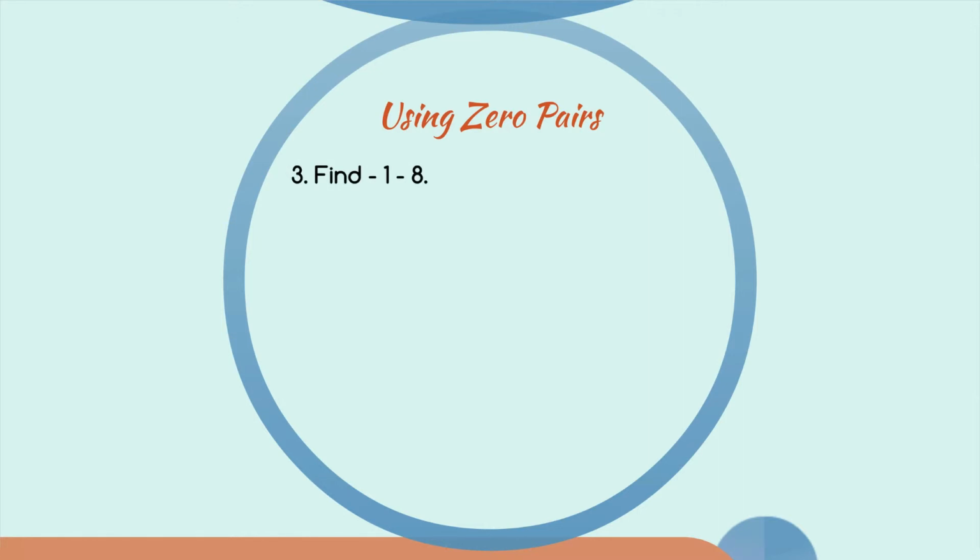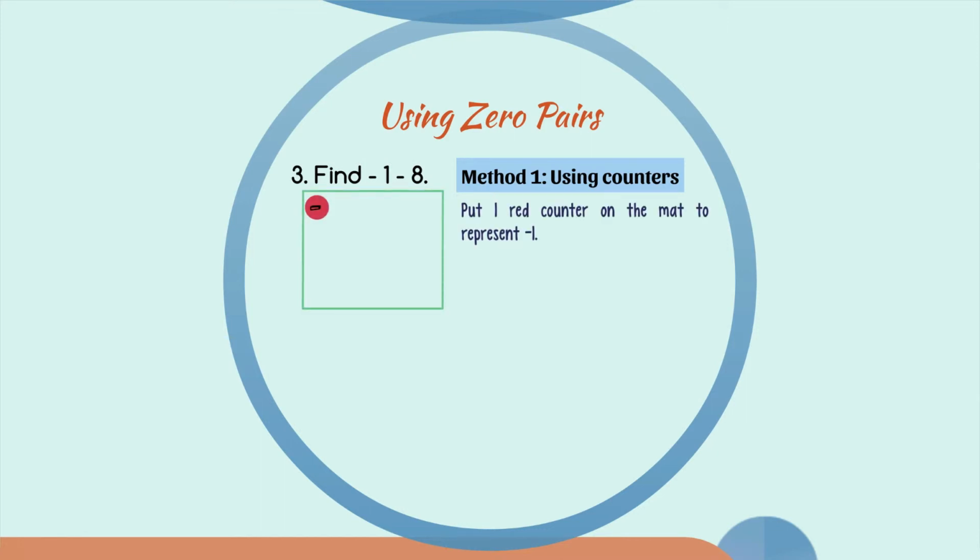In using the first method, which is using counters, sometimes there aren't enough counters to remove. In that case, we need to use zero pairs. This is the last topic for this lesson. Let's have an example to understand the concept of zero pairs. Find -1 minus 8. We will use method 1 in this example. As usual, put one red counter on the mat to represent -1, and the next step is to remove 8 yellow counters. However, there are no yellow counters. As you can see, we only have one red counter. So, what should we do?